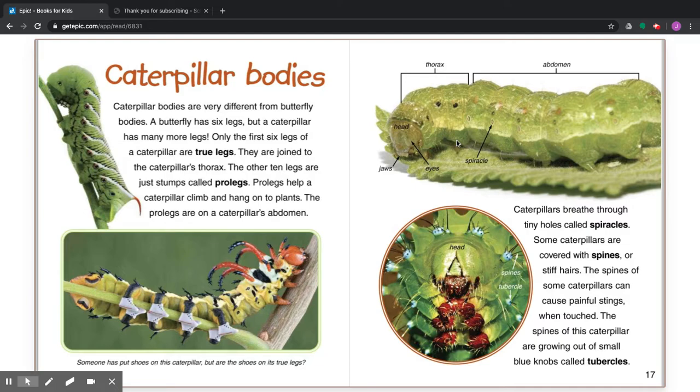The spines of some caterpillars can cause painful stings when touched. That's why it's a good idea not to touch a caterpillar if you don't know what kind it is and you don't know if it's safe to pick up. The spines of this caterpillar are growing out of small blue knobs called tubercles.